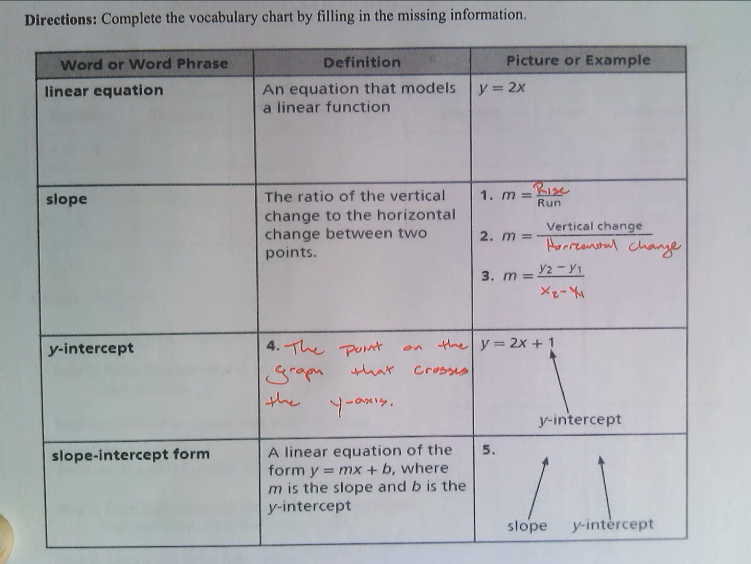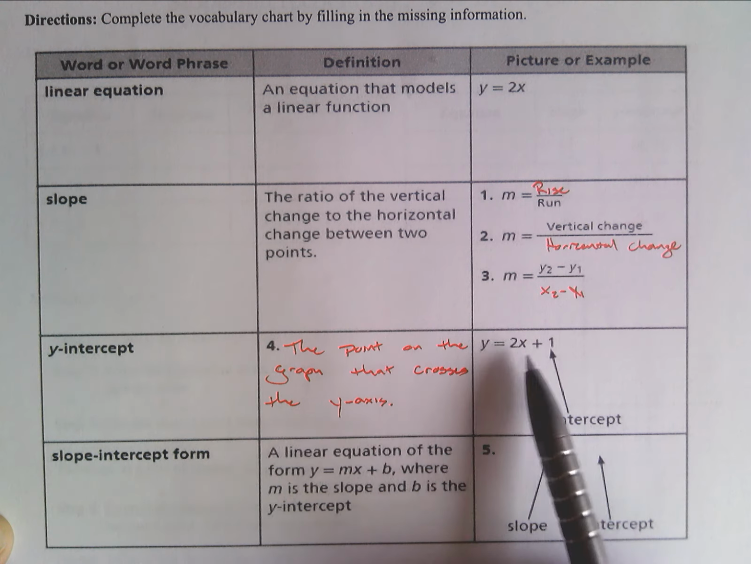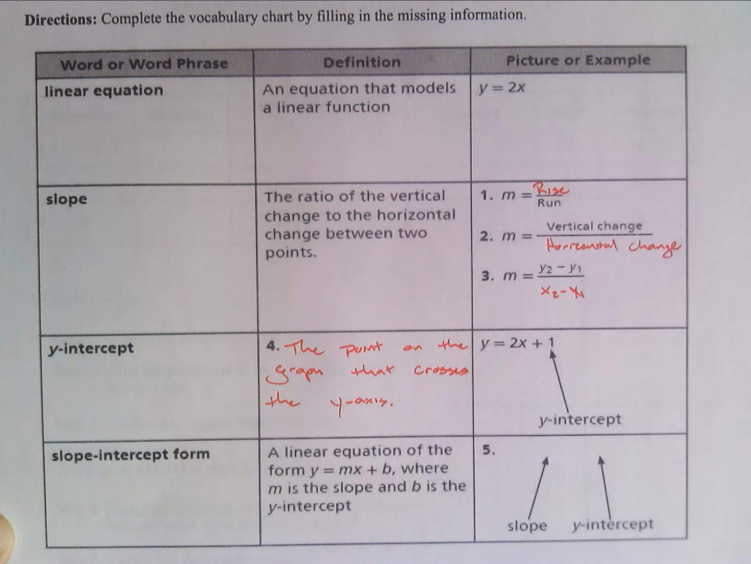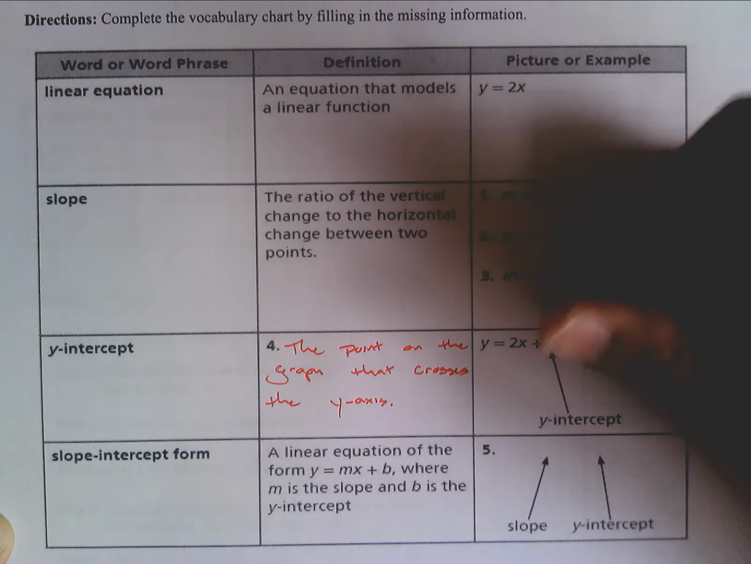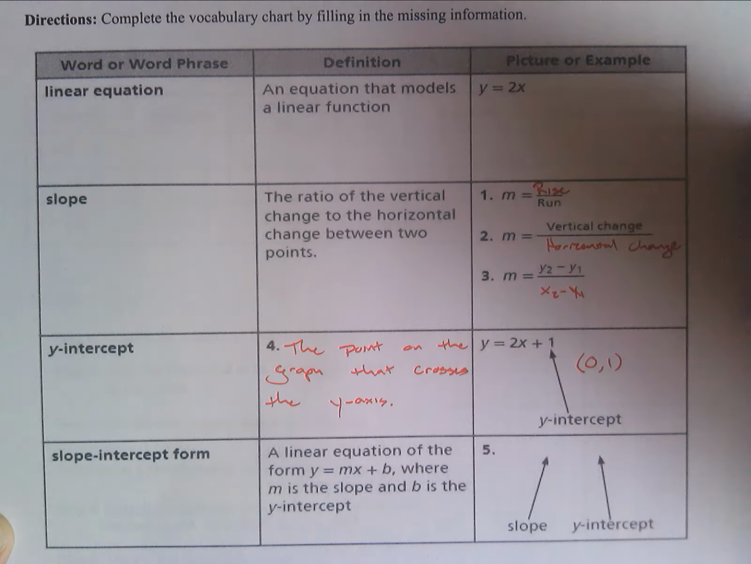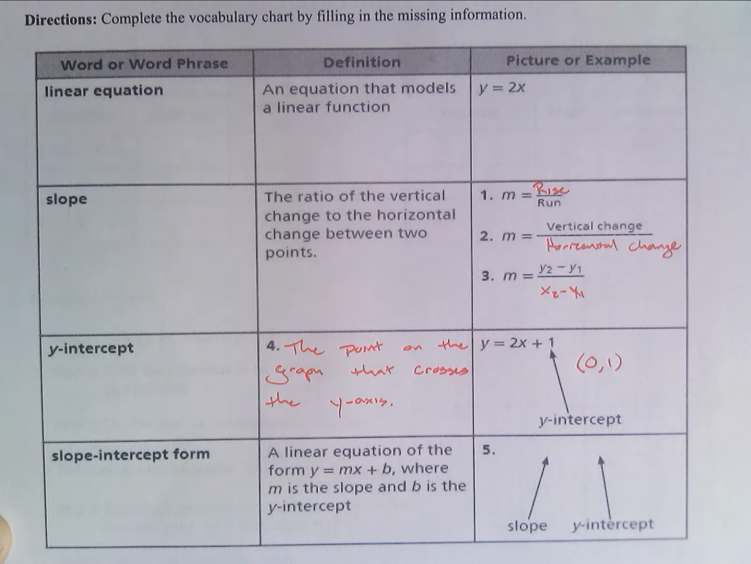So if we're looking at this linear equation here, y equals 2x plus 1, the y-intercept is going to be that 1. So as an ordered pair, the point where it crosses the y-axis is going to be 0, 1. Notice the x-coordinate is always 0 for the y-intercept. That means that it's lying on the y-axis.